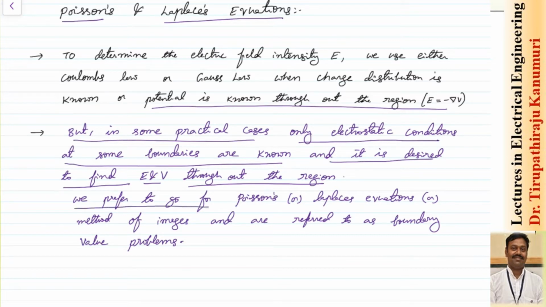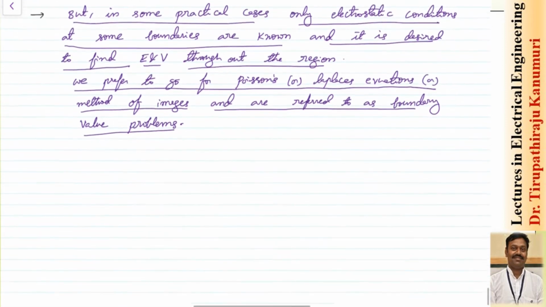In that case we prefer to go for Poisson's or Laplace's equations or the method of images. These are three different methods which are used and are referred to as boundary value problems. Let us see how these come about.